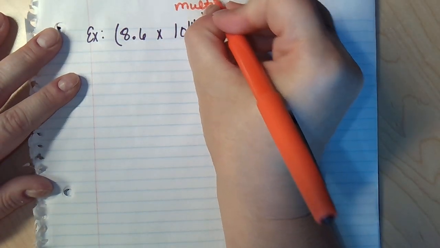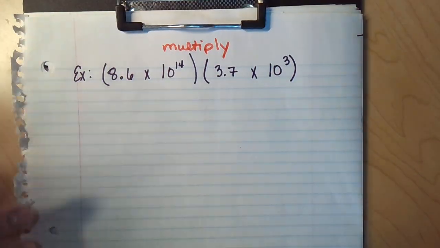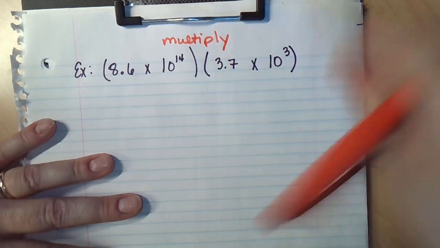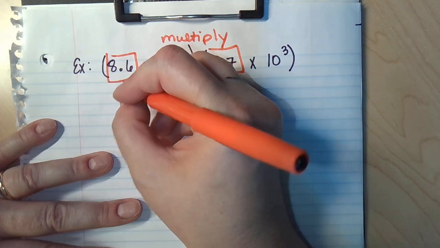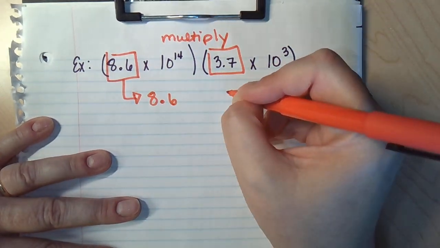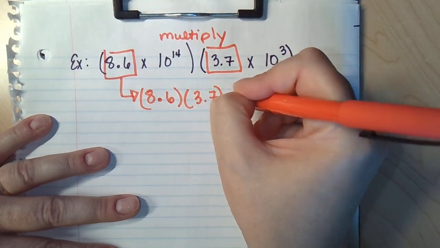Okay, I'm not sure if you need this, Larna, but I'm still going to give it to you. So let's say we have to multiply 2 sets of scientific notation. The first thing you do is you multiply the regular old numbers. 8.6 times 3.7. Let's see what that gives you.